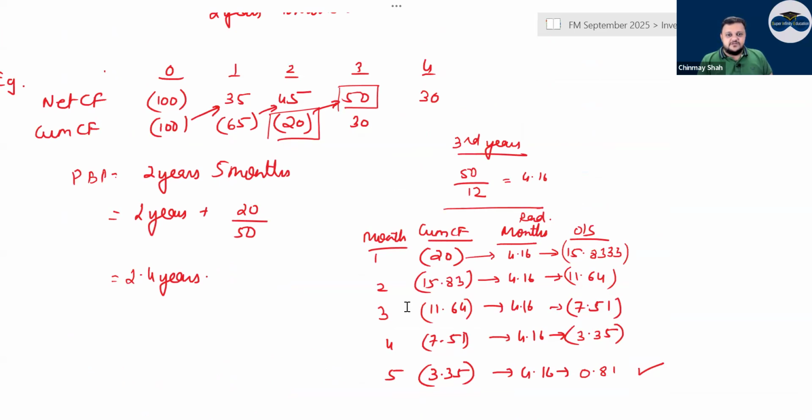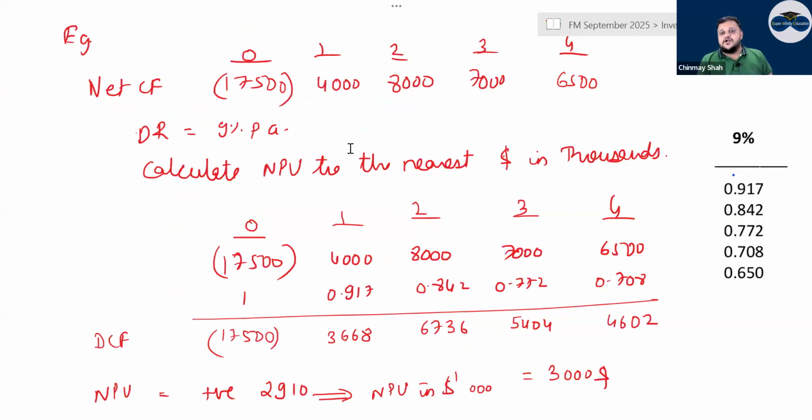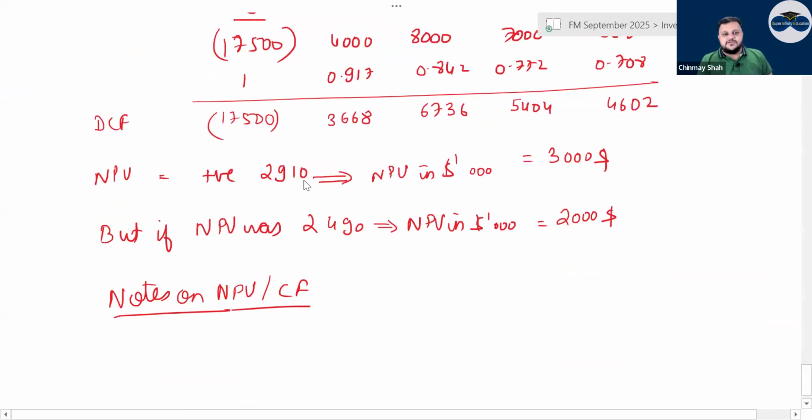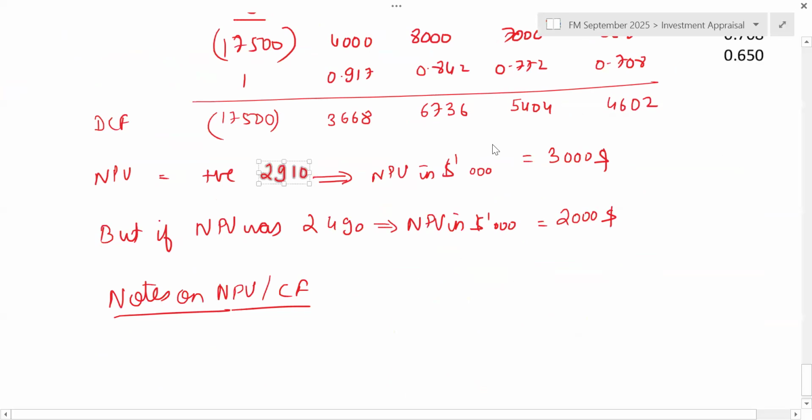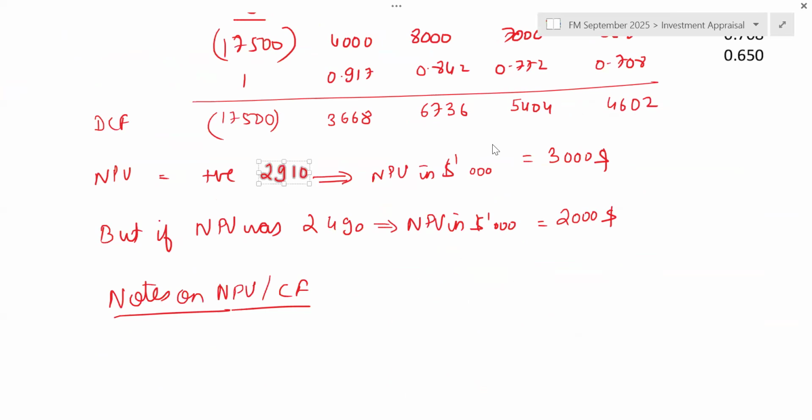Now, what I want to say. Mustafa has raised a good question. If this question says to the nearest dollar in hundreds, then would you have written for this 2910 as 3000 or 2900? 2900. Nearest dollar in hundreds. Nearest dollar in thousands. So if it were 2990, we would write 3000.